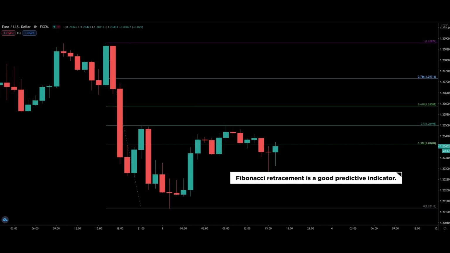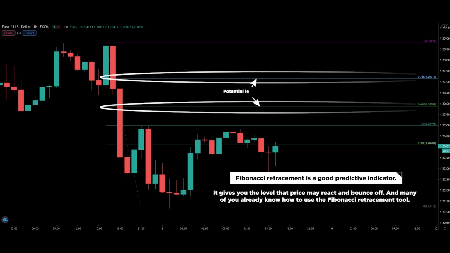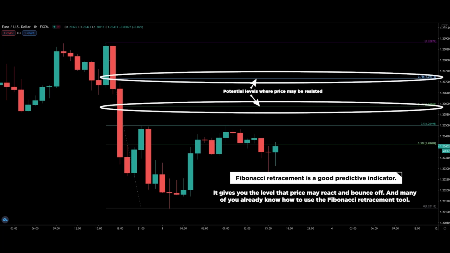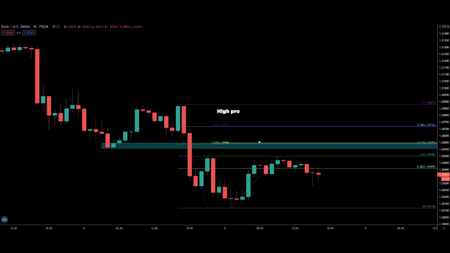The Fibonacci retracement is a good predictive indicator. It gives you the level that price may react and bounce off. And many of you already know how to use the Fibonacci retracement tool. But many of you do not know how to combine it with Fibonacci extension and market structure to find high probability trading setups.